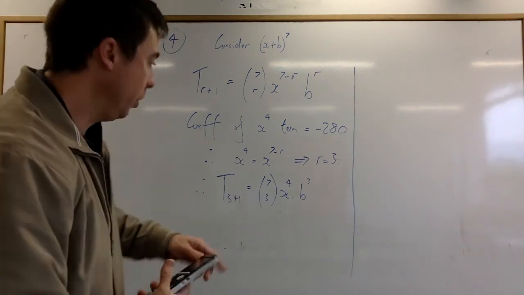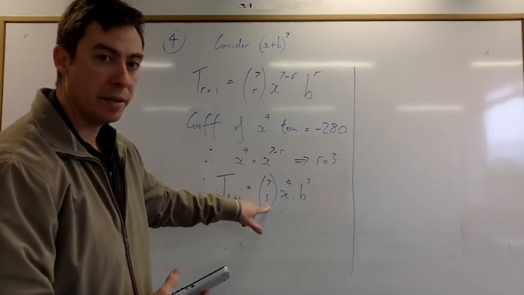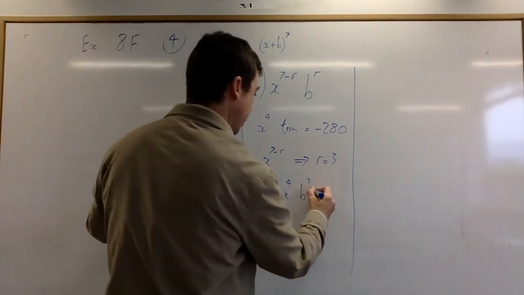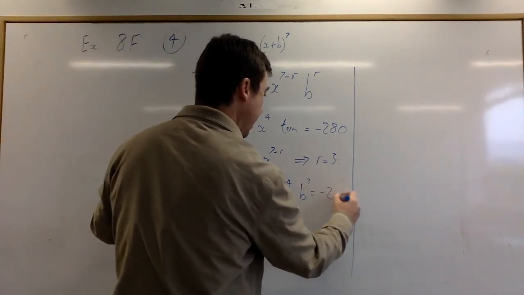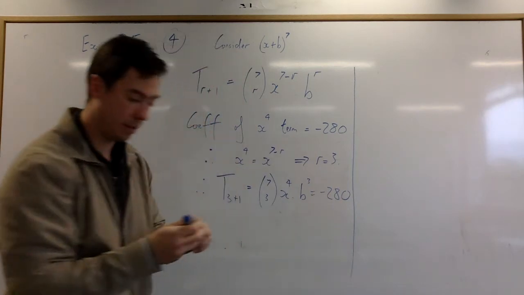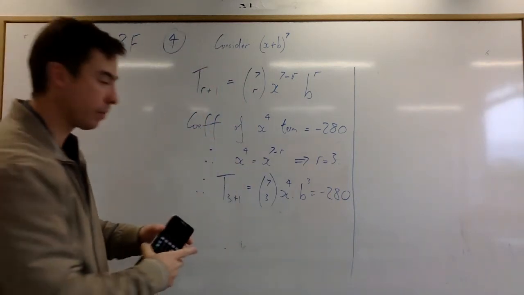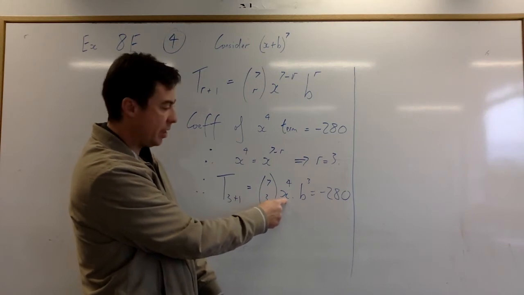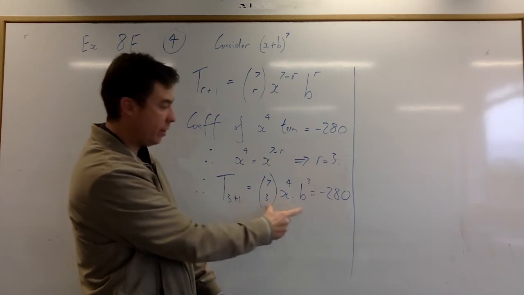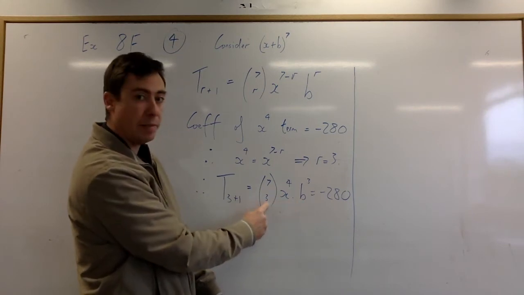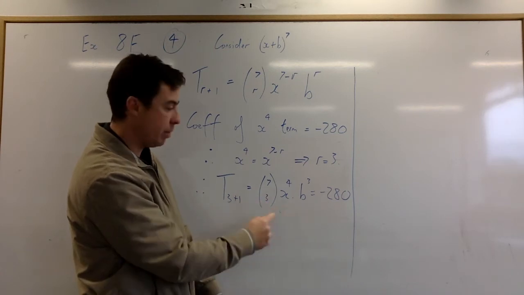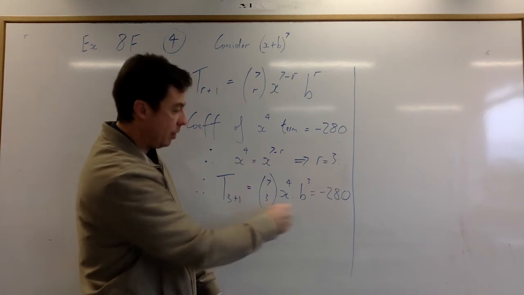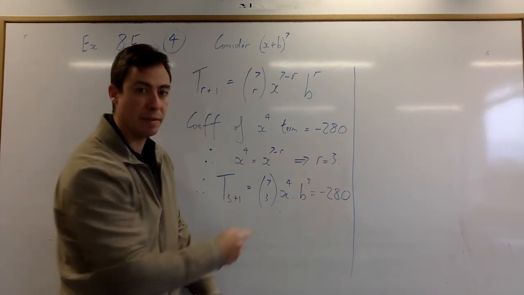Now I'm interested to know what 7 choose 3 is. That's some number. I know all of this has to equal minus 280. At the moment, I'm thinking, let's just ignore the x to the 4. We've got to think about this number here, 7 choose 3, that's some number, and b cubed, that's some number. That times that has to equal minus 280, right?